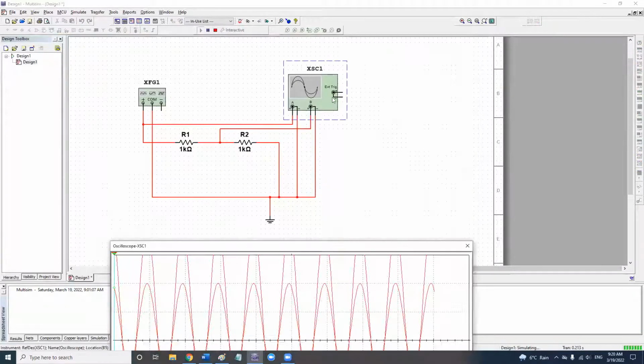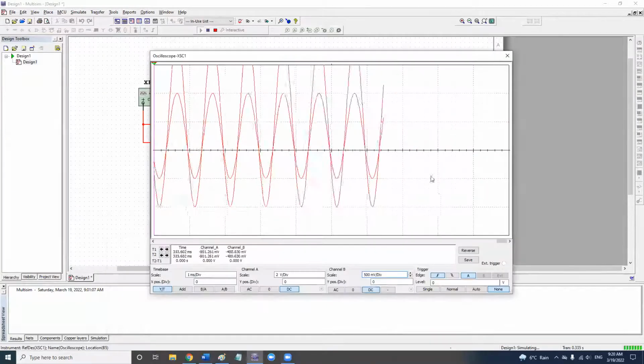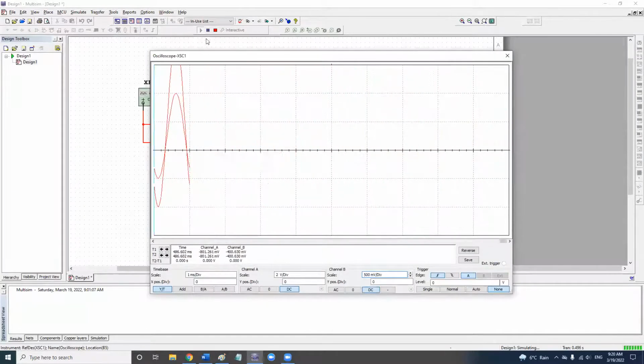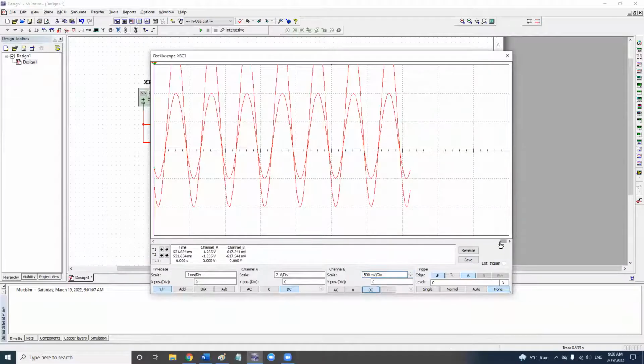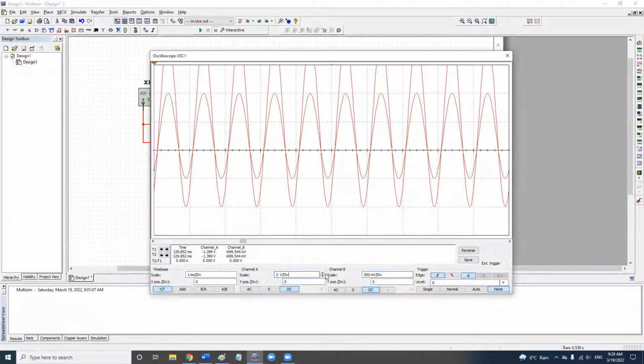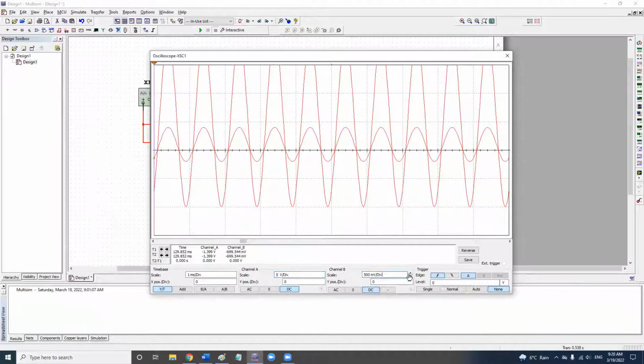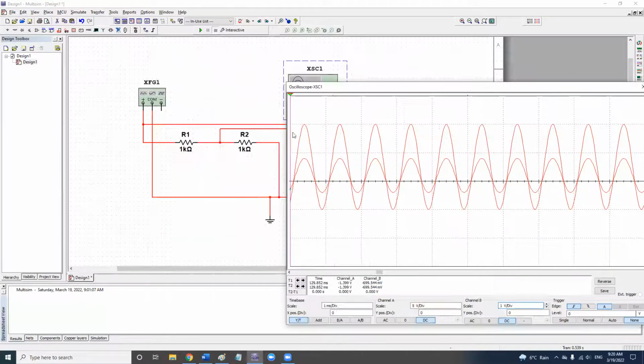All right, now let's run. You will see 2 waves like this. So stop it. You will see 2 waves. From your knowledge, obviously you can tell the higher one is this point, right?